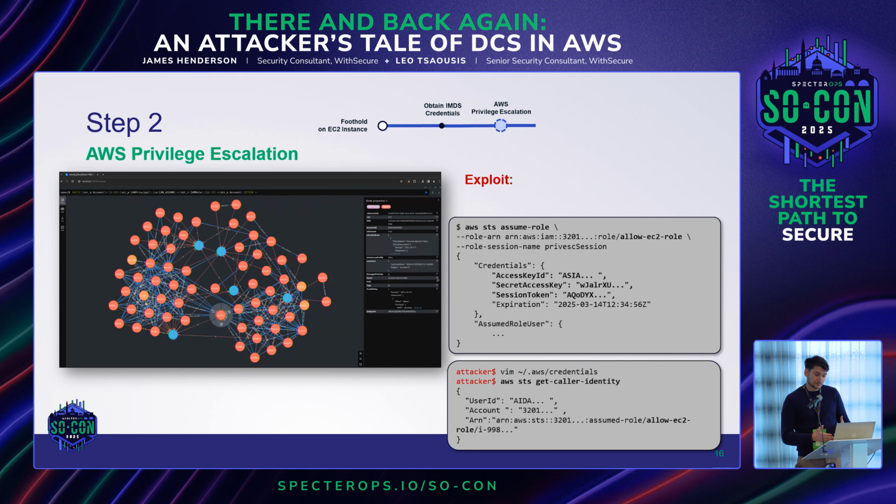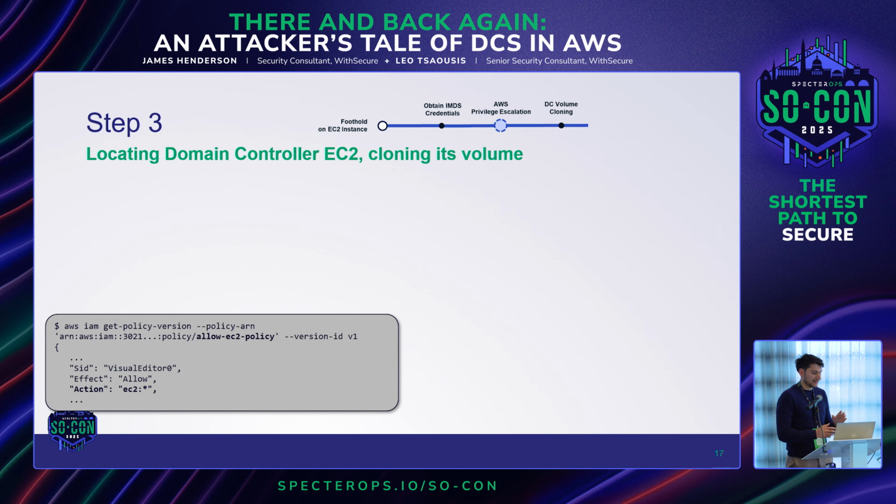Once we find our target, we can go ahead and assume it with the AWS STS assume-role command, which gives you the temporary credentials. Now, following the same process again, you can get these credentials into your CLI config, and you've hopped into the allow EC2 role. So if that new role does indeed have EC2 permissions, things get interesting.